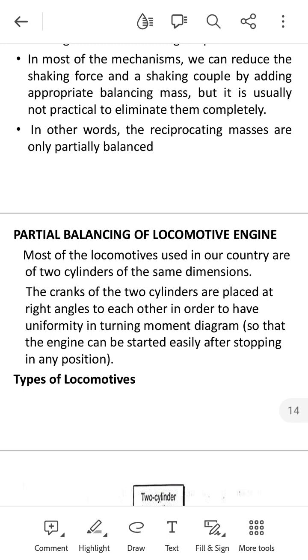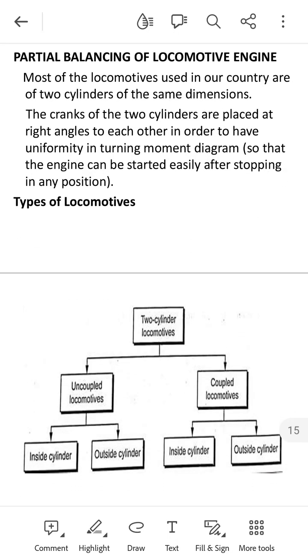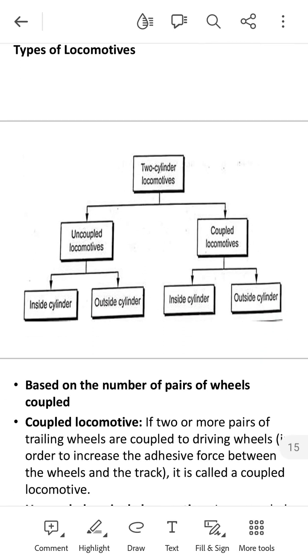The next one, types of locomotives. Two-cylinder locomotives can be classified into two types. One is the uncoupled locomotive, another is the coupled locomotive. Uncoupled locomotives have cylinders inside, or otherwise outside. Coupled locomotives also have cylinders inside or outside, and are based on the number of pairs of wheels coupled.